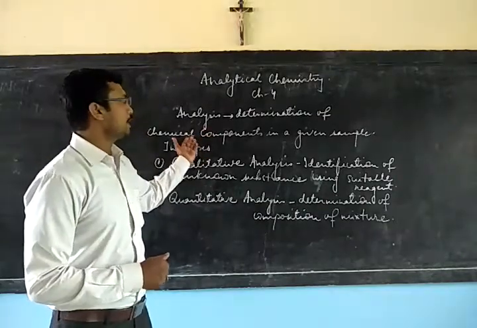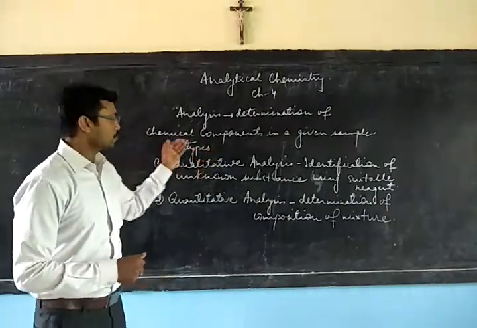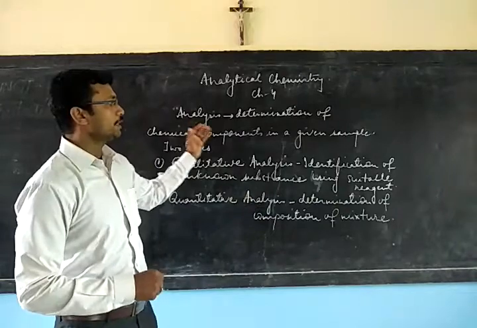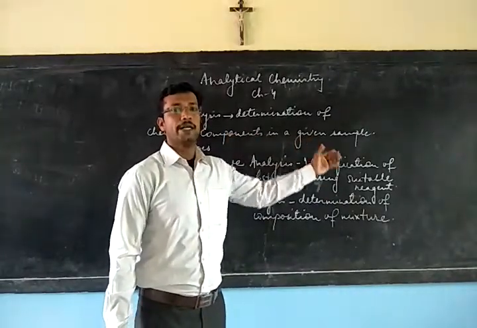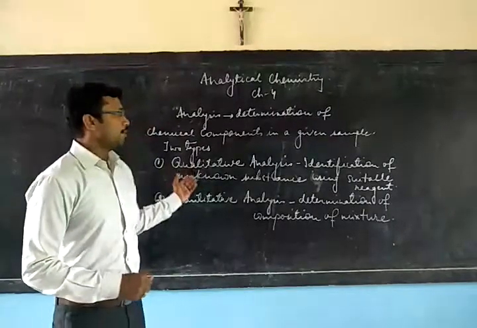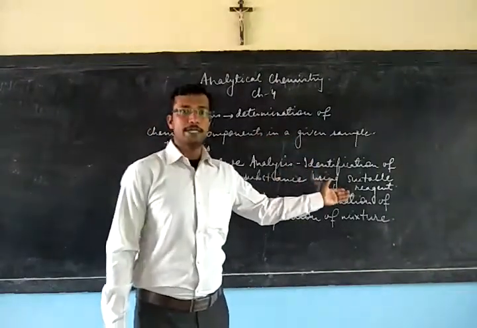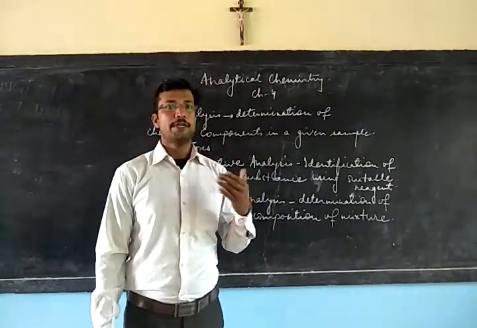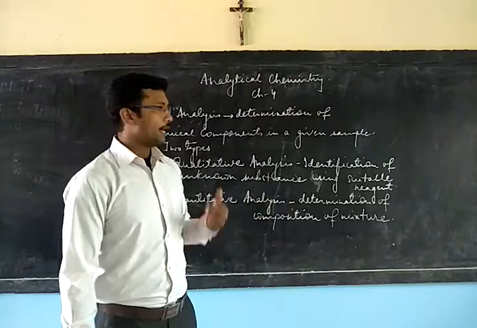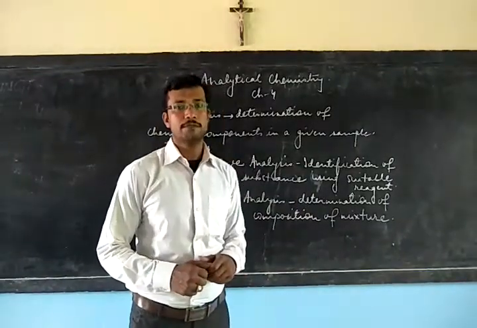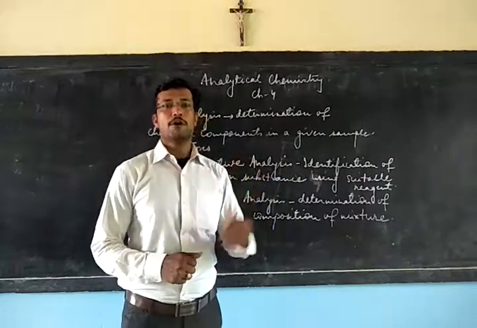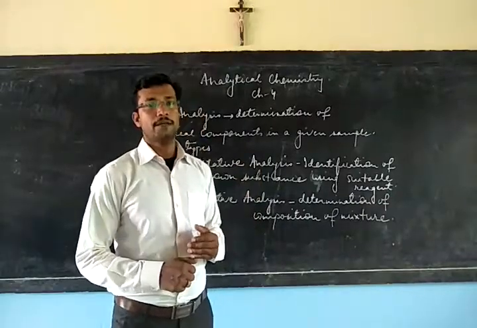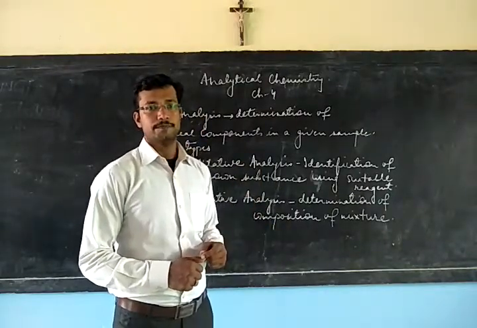Now there are two types of analysis, as you can see, which are qualitative analysis and quantitative analysis. In qualitative analysis, we study the identification of unknown substance using a suitable reagent. Remember, reagents are chemical substances that react with other substances. And here the reagents that we are going to deal with will be a strong alkali like sodium hydroxide and also a weak alkali which is ammonium hydroxide.